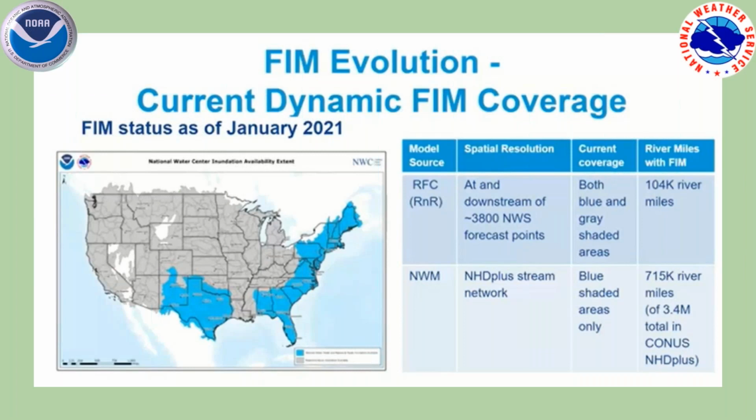But as of early this year, those areas in the blue are where they have done this already. So again, all up and down the East Coast, a lot of Texas, and of course they're working their way northward and westward to eventually get the whole continental US done.